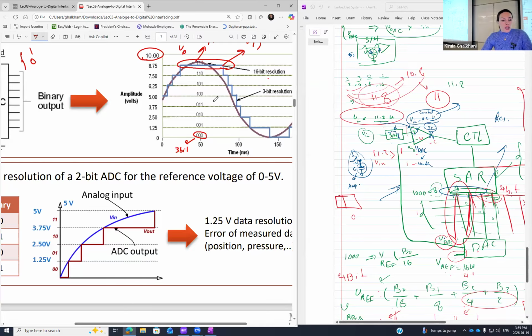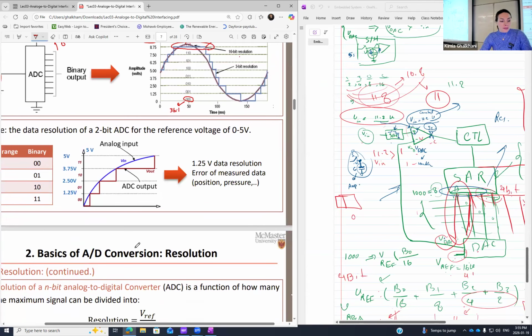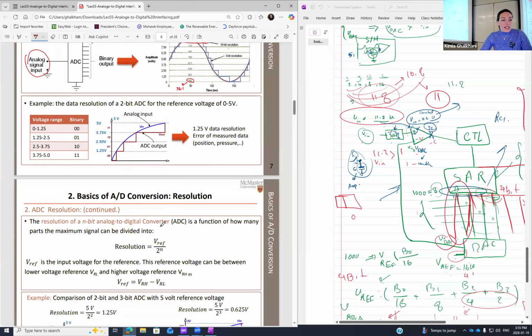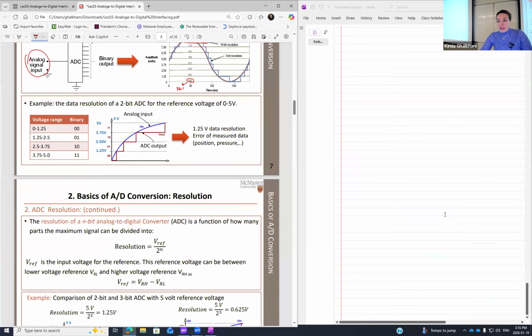Now let's practice one together, how this is happening. So one example. Clean a screen in here. The example is asking me, I'm having a 2-bit ADC.